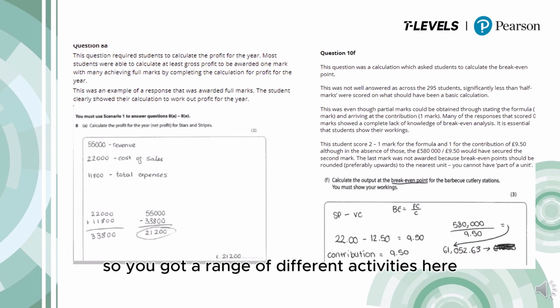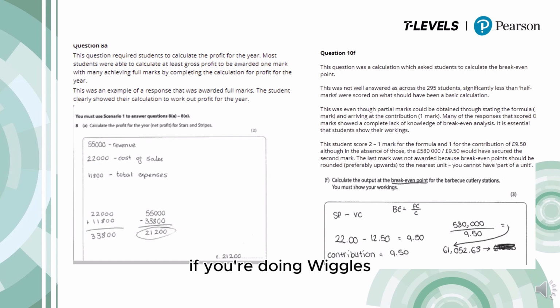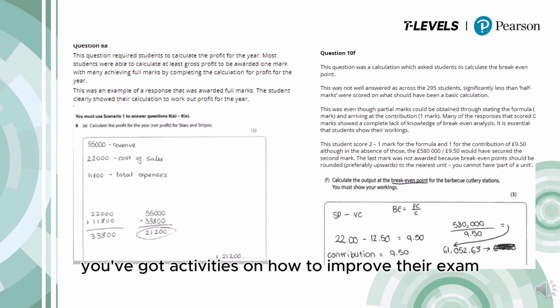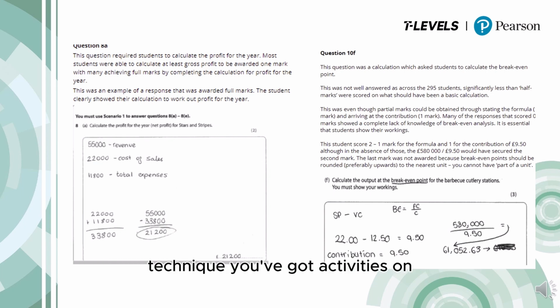So you've got a range of different activities here. You've got what good ones look like. If you're doing WAGOs, you've got activities on how to improve their exam technique. You've got activities on how to improve their knowledge. And it really lends itself quite nicely that the lead examiner reports on the core for these sorts of activities.